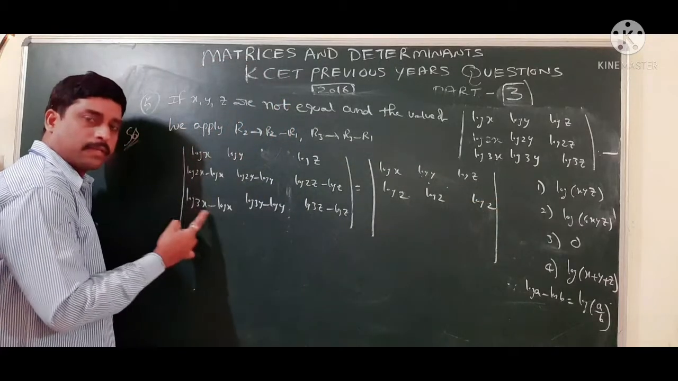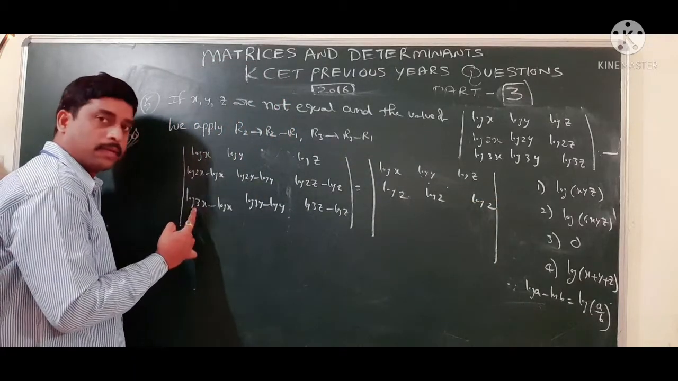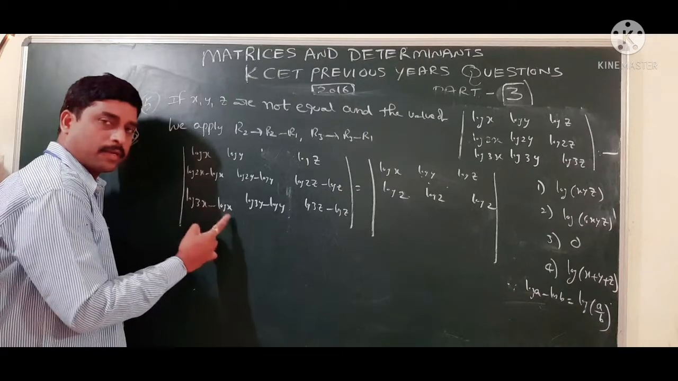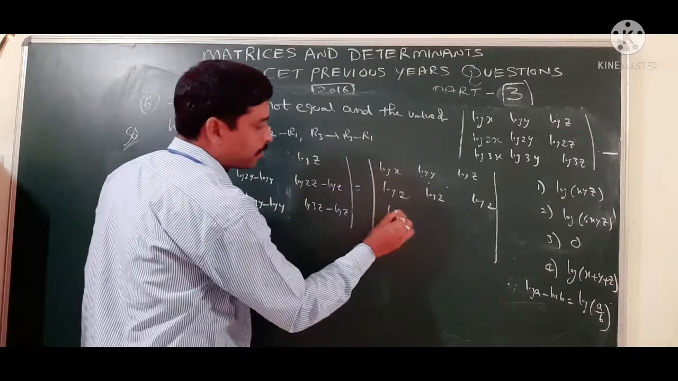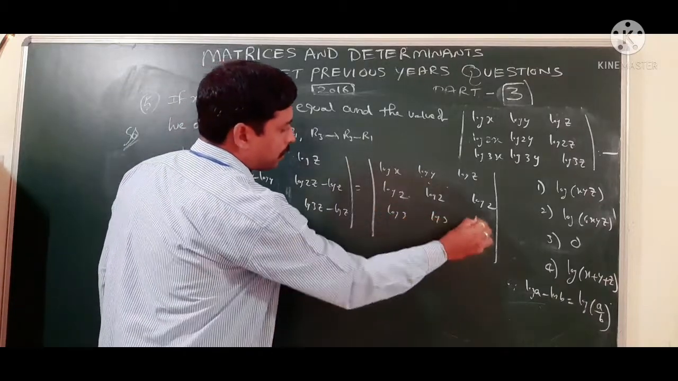This will be log 3x minus log x. Using the log a minus log b form, log a minus log b equals log a by b. So log 3x by x, this will be log 3. Next, log 3, log 3.